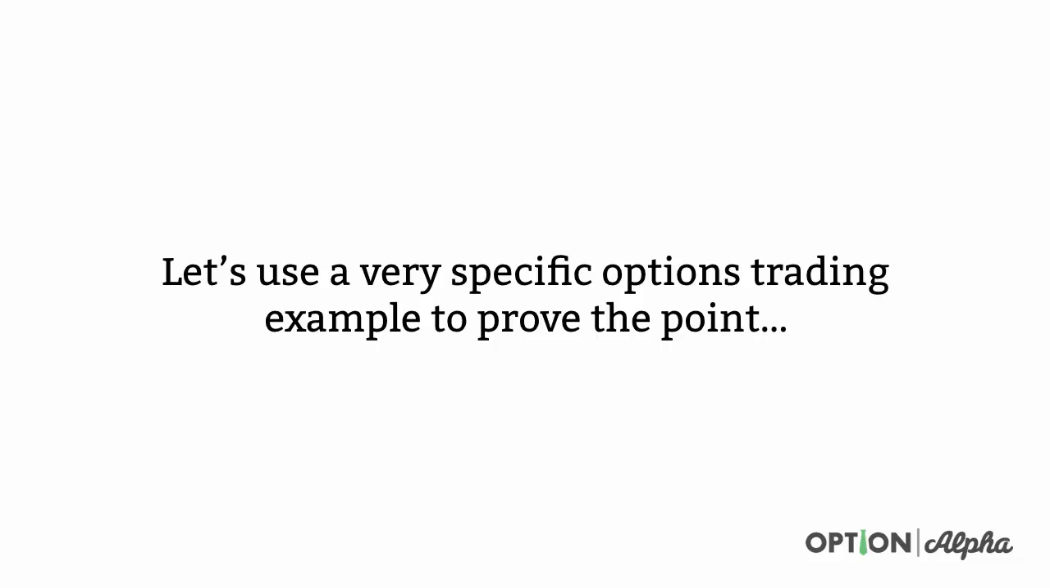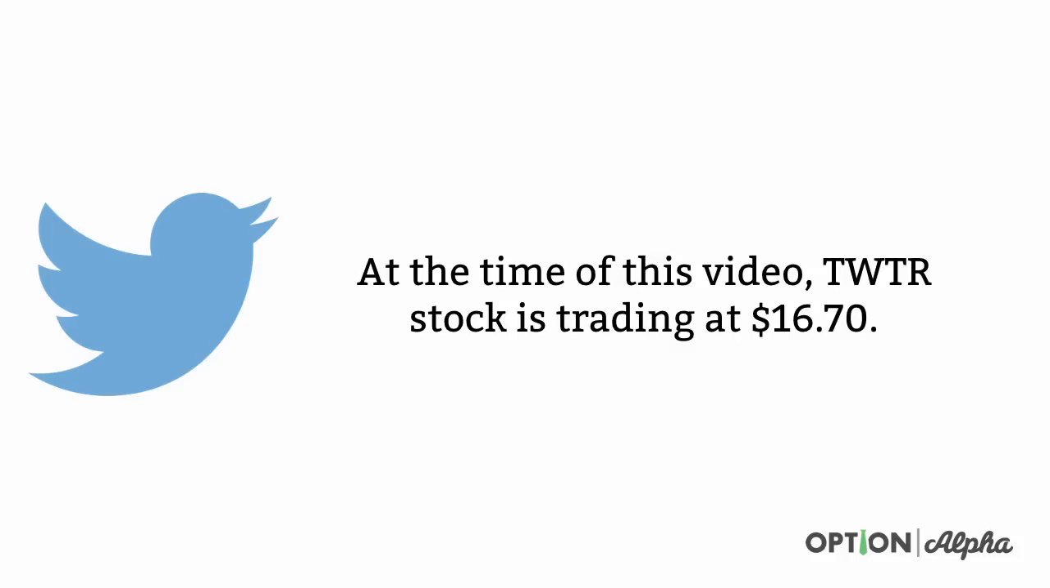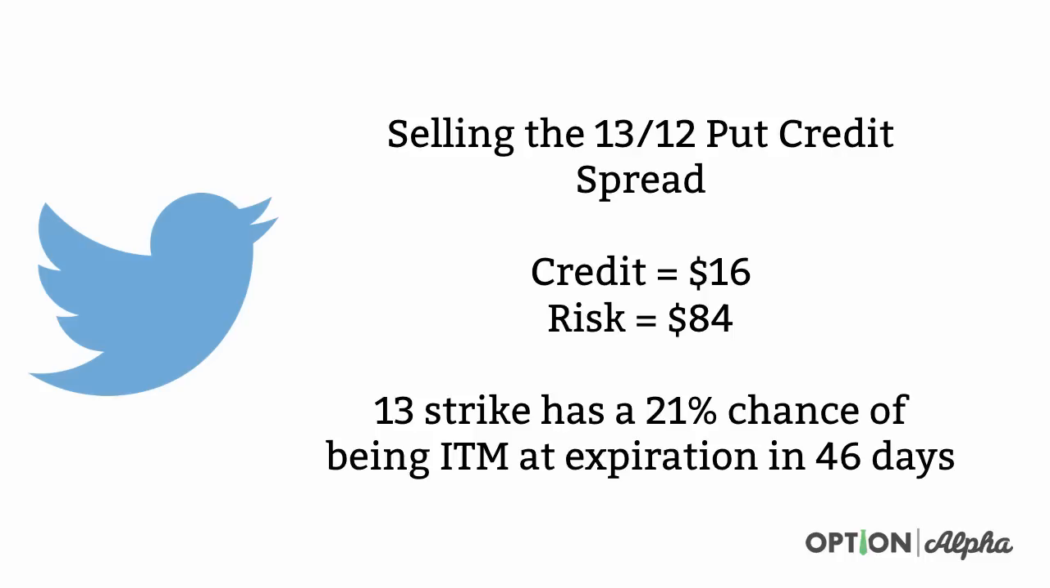So let's use a very specific options trading example to prove the point and start bringing this all together. At the time of this video, Twitter stock is trading at about 16.70. Selling the 13/12 put credit spread, which is selling a put credit spread below where the stock is trading at 16.70, gives you a credit of $16, and the risk in the trade, since it's only a dollar wide strike, is $84. So you could make $16 or you could lose $84. Well, based on option probability, we know that the 13 strike has a 21% chance of being in the money at expiration in 46 days. That's a known number.